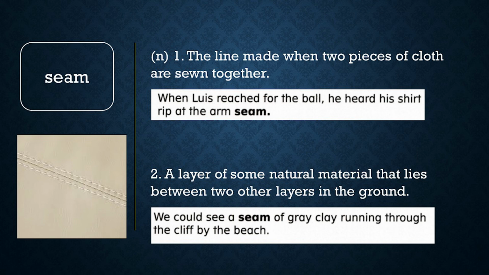Now, let's review word meaning. True or false? When you button your shirt, you create a seam. If you said false, you are right. Seams are made when 2 pieces of fabric are sewn together.